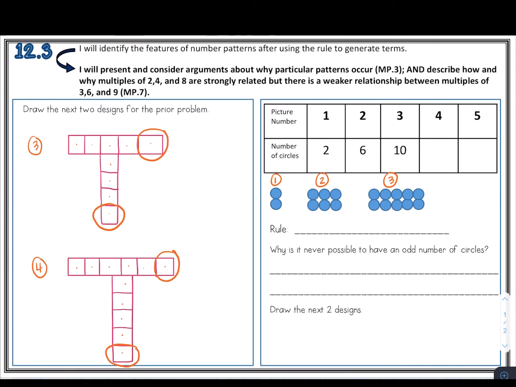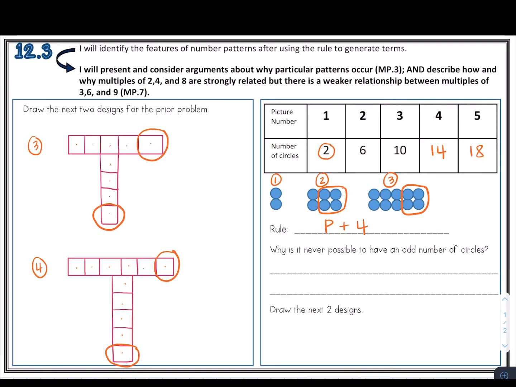Now the last part of our notes, we have circles, and I've labeled the pictures. Pictures 1, 2, and 3 have been drawn for us. We can see that we're starting off with 2 circles. Now going from picture 1 to 2, I can see that I added 4. Picture 3, I build on top of picture 2. So picture 2 had 6, and I can see that I added 4 circles. So it looks like I'm taking the picture from before and I add 4. Okay, 4 circles. So I can finish the table by adding 4 as I move across the row.